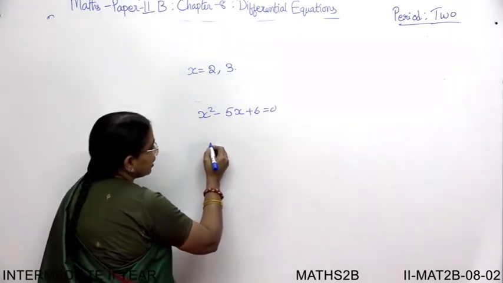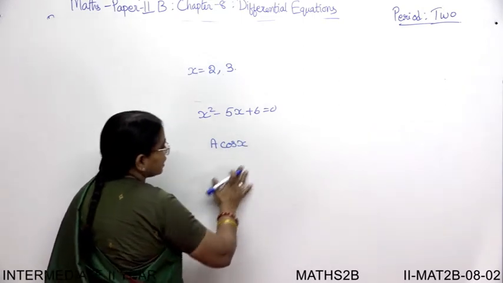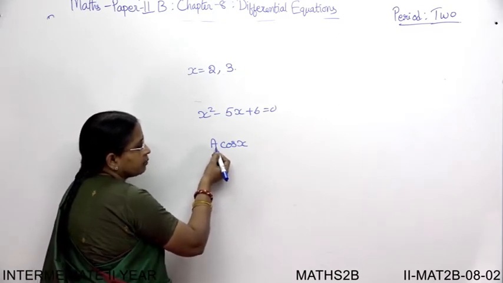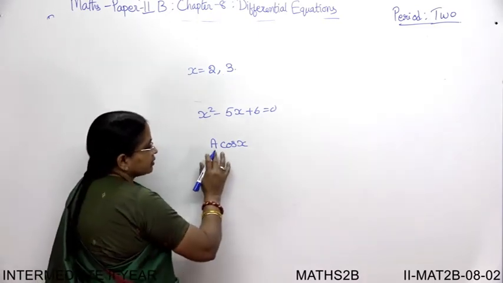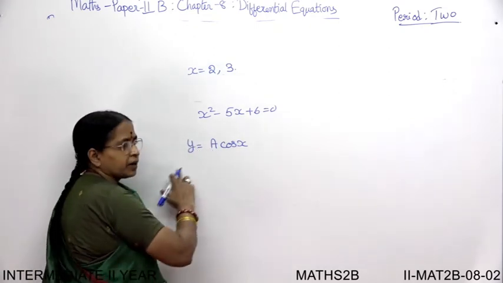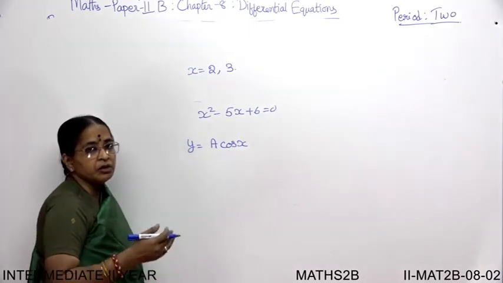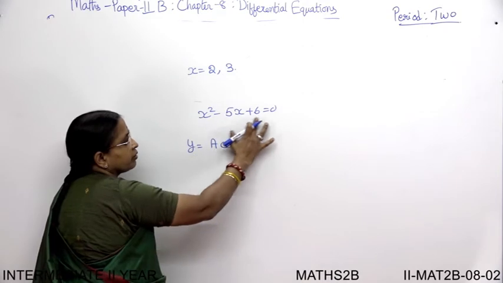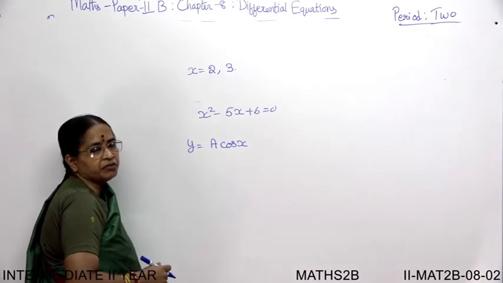Suppose that you have some a cos x, only a cos x I'll take. Now, it has only one arbitrary constant. A is called an arbitrary constant or parameter. So, suppose that you have y is equal to a cos x. It has only one parameter. So, this is the solution of some differential equation. You must form a differential equation. Like when you are given the solution, you are able to write the equation, in the same way, when the solution is given, how to form the differential equation.